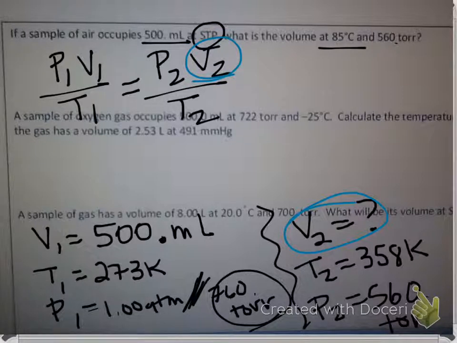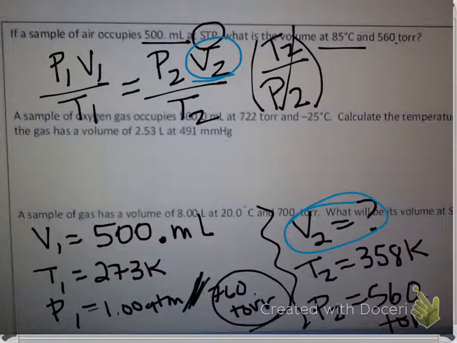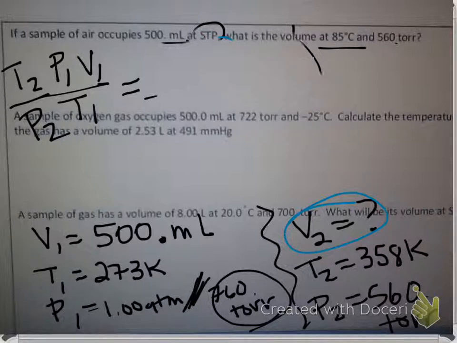So I'm going to do some simple algebra here. I've got V2 times P2 over T2. So I'm going to isolate V2 by multiplying by T2, dividing by P2. See how this fraction cancels out? It's the inversion of the other. So I've got T2 over P2. Multiply both sides, right? That's algebra. So that's my volume 2. So volume 2 equals T2 P1 V1 over P2 T1.